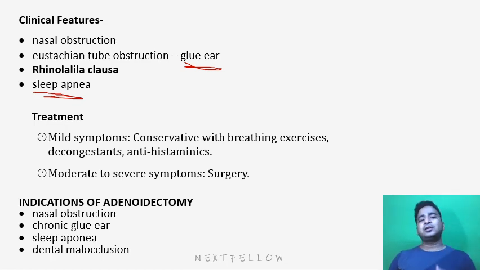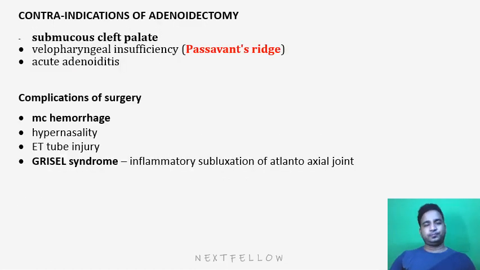So what are the indications of adenoidectomy? Firstly, nasal obstruction, that is, the baby is having the typical adenoid facies because of the nasal obstruction. If these changes are occurring in the face, we have to go for adenoid removal. The next one is chronic glue ear. If the glue ear is not getting better with antibiotics, decongestants or antihistaminics, then also we will go for adenoidectomy. And what are the other indications? Sleep apnea and dental malocclusion.